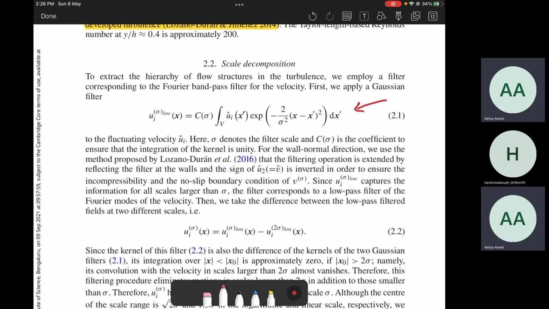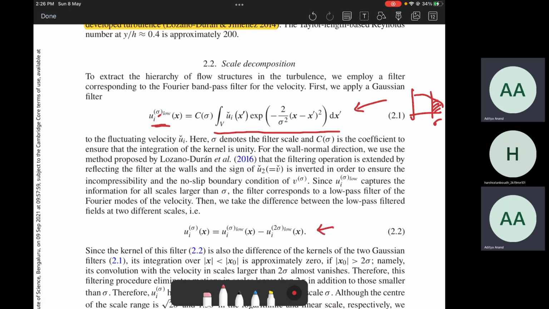So this expression here is the low pass filtering procedure. They are filtering all the content that is higher than scale sigma. Okay, so this is a spectra; you are filtering everything that is higher than scale sigma. From this, they define a band pass filter.